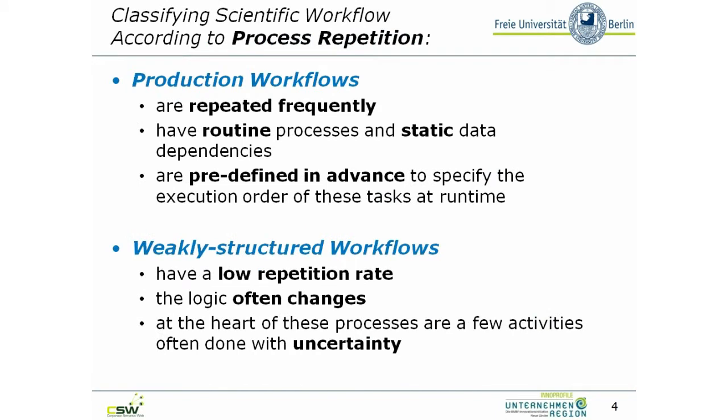And in our work, we classify scientific workflows into two types according to the process repetition. They are production workflows and weakly structured workflows. The production workflows have a higher repetition rate, and their goal is to improve the efficiency of workflow processes. They have routine processes and static data dependencies, and they are usually predefined in advance at build time, and they don't need to modify their logic at runtime.